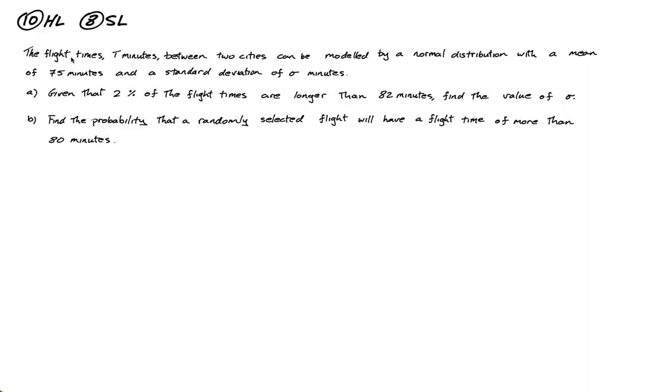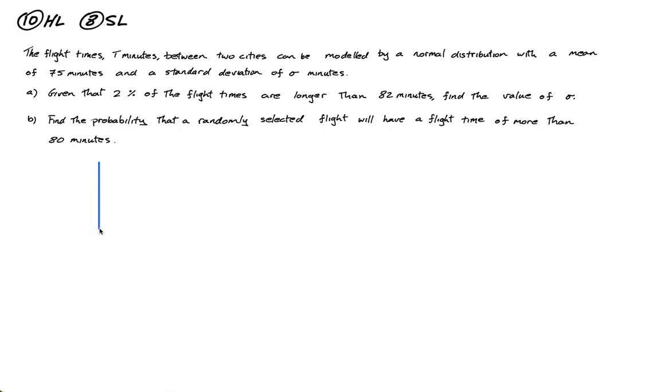So it says the flight times, T minutes, between two cities can be modeled by a normal distribution with a mean of 75 and a standard deviation of sigma. Given that 2% of the flights are longer than 82 minutes, find the value of sigma. This is what I would consider a standard find-sigma question in a normal distribution. So let's do just that.